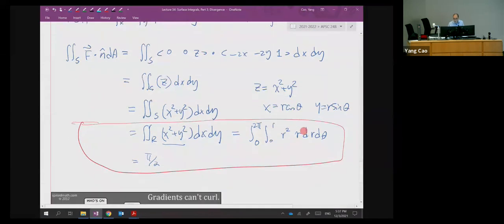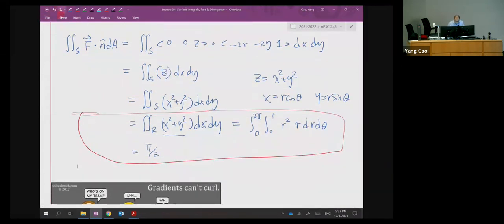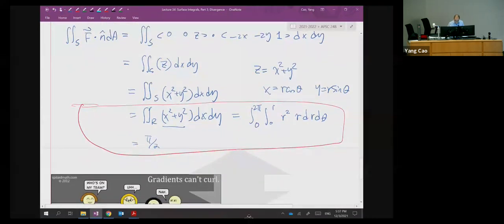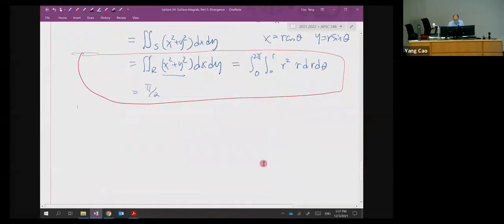Good. All right. So let's continue. Basically, that will lead us to pretty much the last couple topics of this class. Essentially, there are two theorems we need to introduce. One is called the divergence theorem. The other is called Stokes theorem. Before we introduce the divergence theorem, let's introduce the last operator.